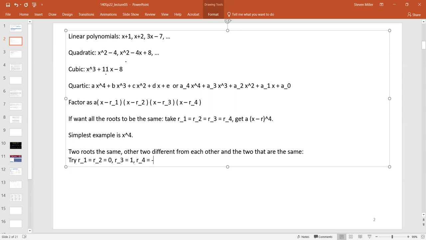So if we do that, and expand that out, we get a x minus 1 times x plus 1, that's just x squared minus 1. So this would give us the quartic ax to the 4th minus ax squared. That would be an example of a quartic where two of the roots are the same, and two of the roots are different from each other and from that repeated root.